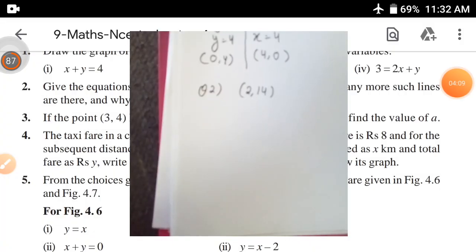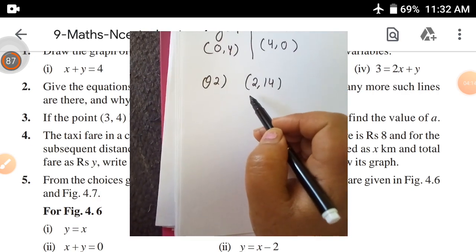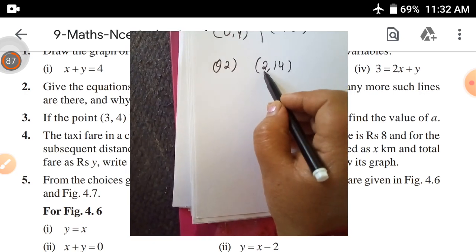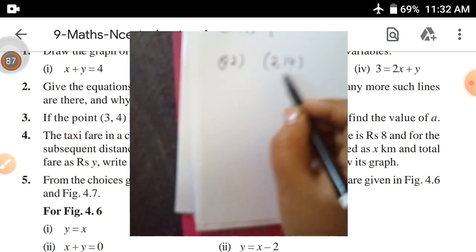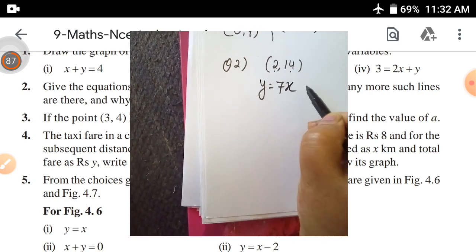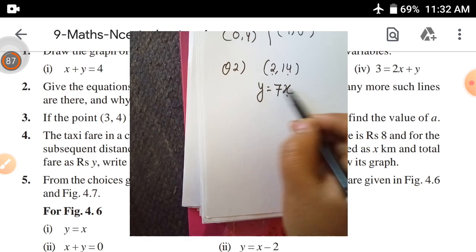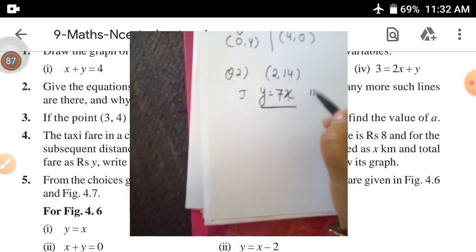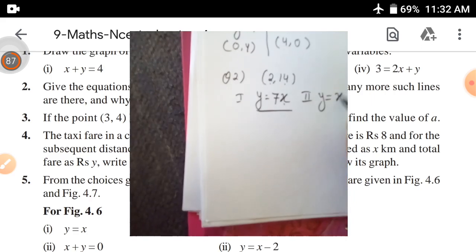See, the point is (2, 14). Now you have to make an equation of a line in such a way that if you put the value x equal to 2, you will get the value y equal to 14. As I have written y is equal to 7x, you can see that if we write x equal to 2, we get 14. That means this is one equation of a line. This is the first one. The second one is y is equal to x plus 12.